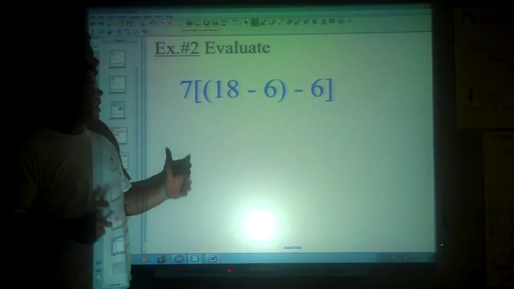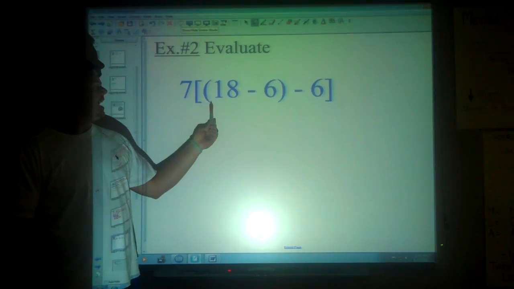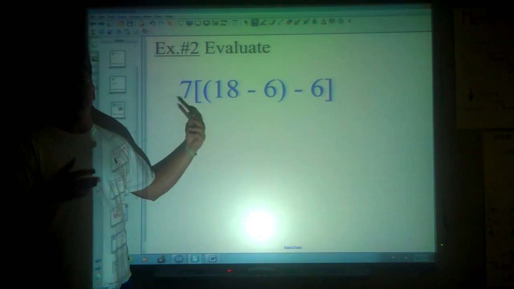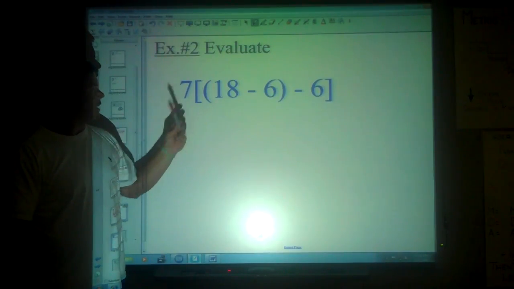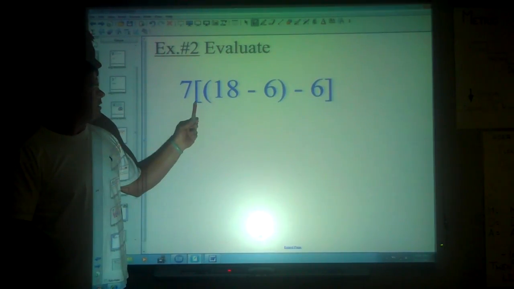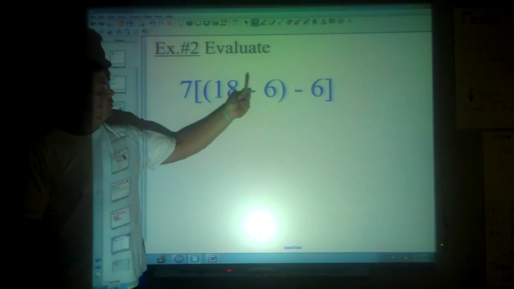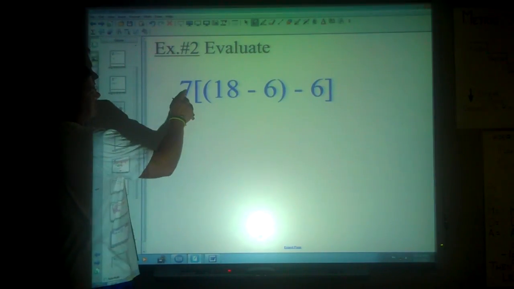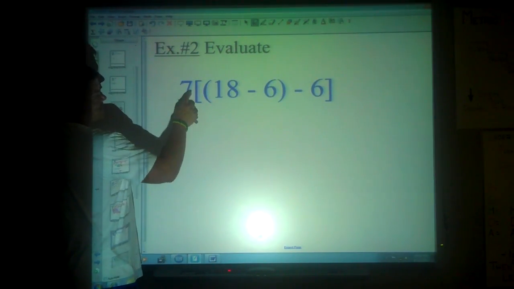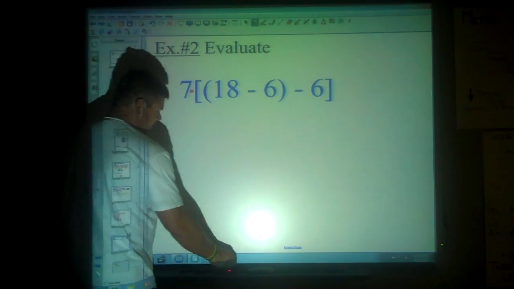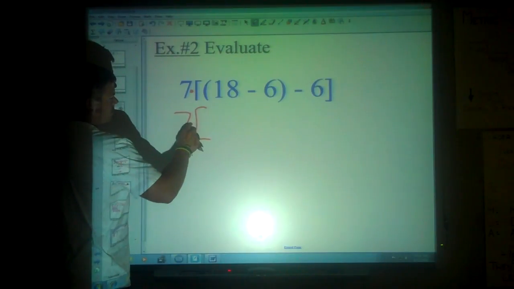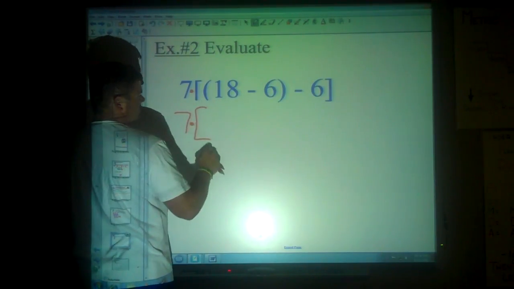Now it looks a little more complicated. You'll notice there are both brackets and parentheses in this problem, and they alternate. We don't want to put parentheses right next to parentheses, because it can look complicated. But I see a pair of brackets, so I have to do everything inside the bracket. Inside that bracket is a parenthesis, so I have to do the stuff inside the parentheses first. I'm going to rewrite everything outside of it. This 7 is all by itself without an operation sign, which means it's multiplication. 18 minus 6 is actually 12.